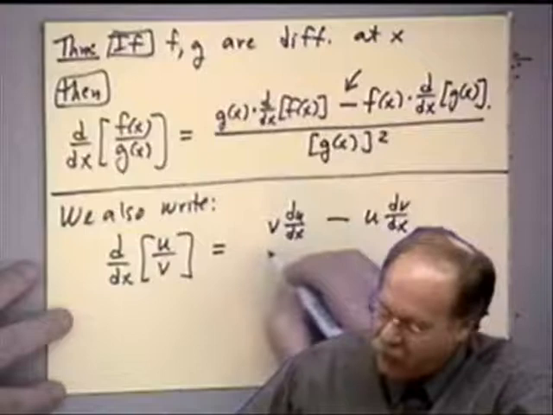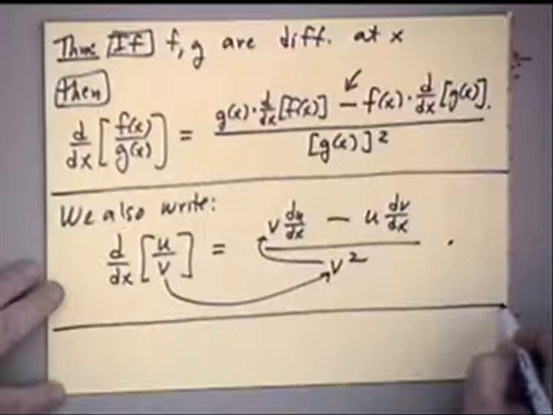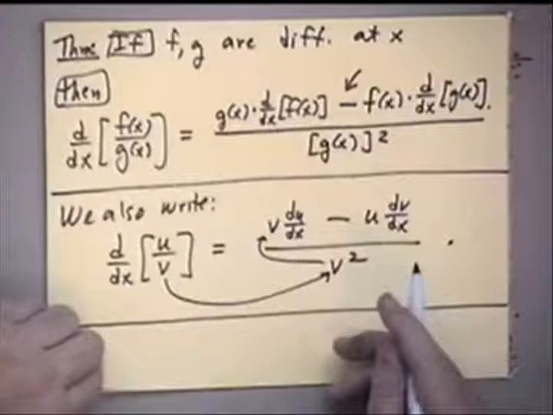And again, you start with the v. If you're trying to remember how this works, you square the v and then you let the v start the top. So the derivative of u over v is v du dx minus u dv dx over v squared. This rule takes a little getting used to and quite a lot of practice, so you should get started as soon as you can. Let me do an example here to get you started.